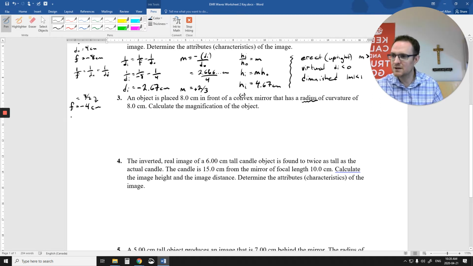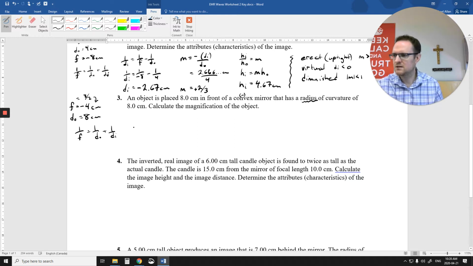An object is placed 8 centimeters. So they just happen to have two 8s here, but DO is 8 centimeters. Well, that's on the center point. That's a magnification of the image. Okay, so let's find out what the DI is. I'm going to assume that's going to be the same as the DO because that's what we've discussed before. But we're going to use this formula.